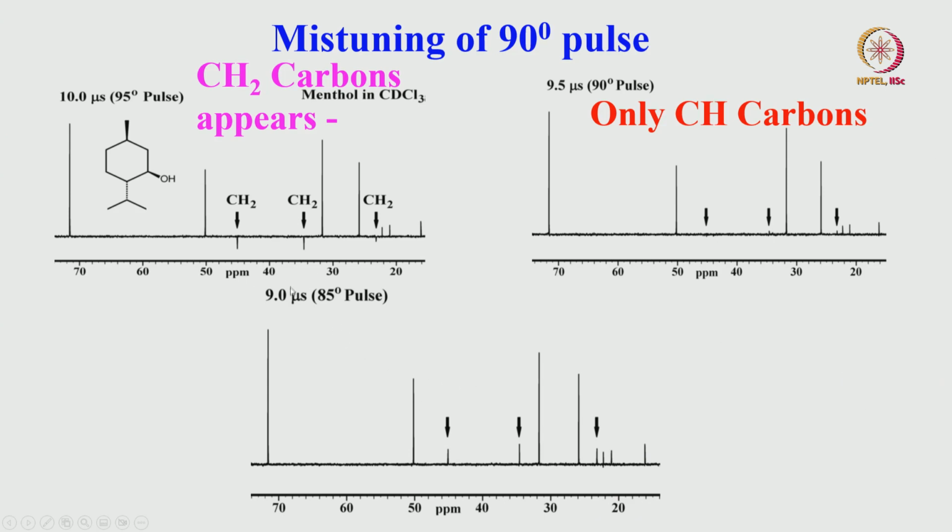But if it is more than 90, CH2 peaks will be negative. Here CH2 peaks will be positive for less than 90. If it is 85 degrees, even they are coming. It will confuse you into taking them for CH carbons. So, a precise 90 degree is very important. A little bit of mistuning of the 90 degree and you get into problems. So, these are all CH2 carbons which appear positive.